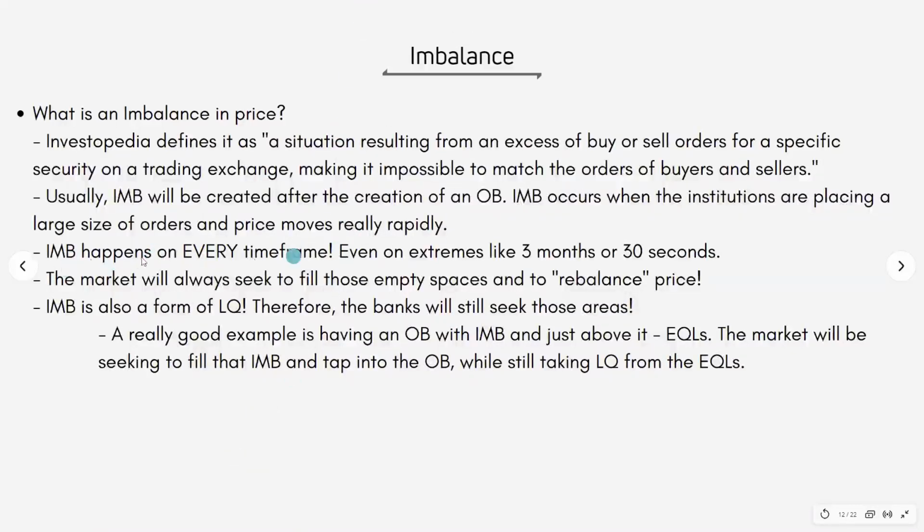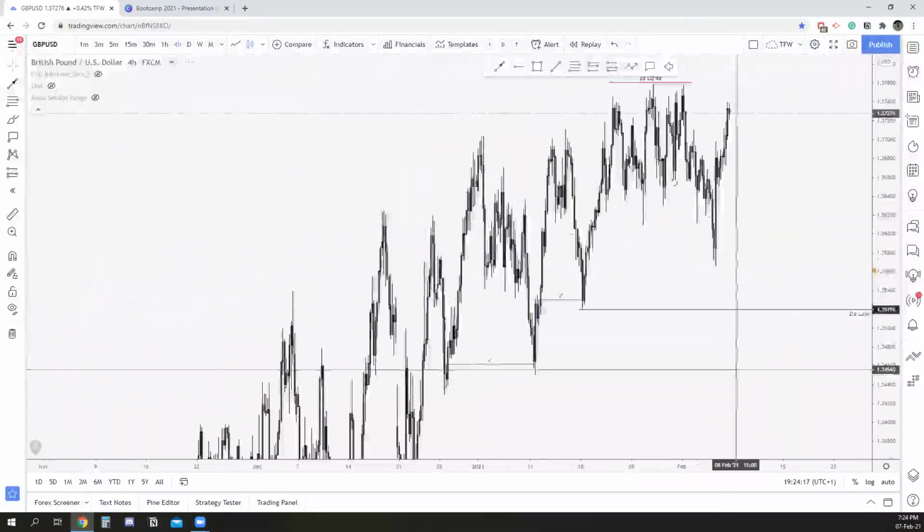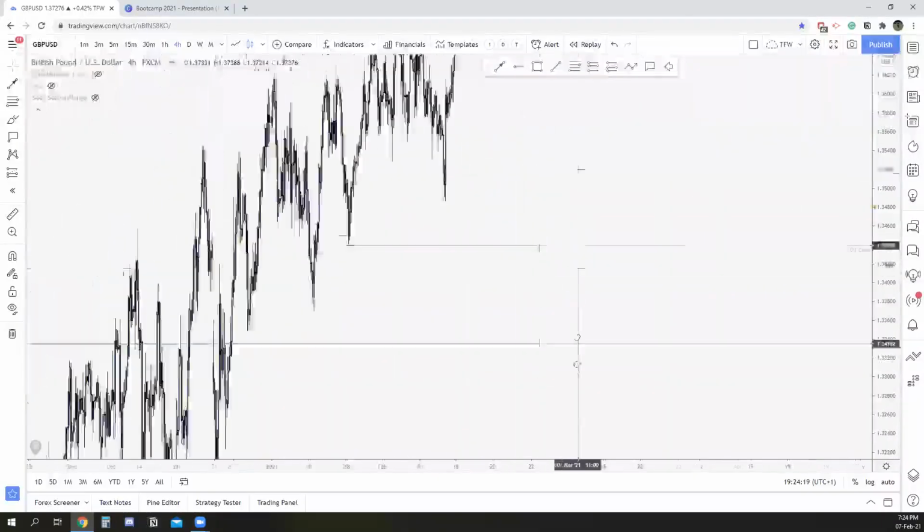Imbalance happens on every time frame, from the 3 months to the 30 seconds, every time frame. And I keep repeating, all of those concepts repeat on every time frame. So make sure that you are completely aware how that works. The market will always seek to fill those empty spaces and to rebalance price, right? Because if you have a huge move to the upside, the market would like to drop down just to fill that empty space. Like imagine, how to explain this one?